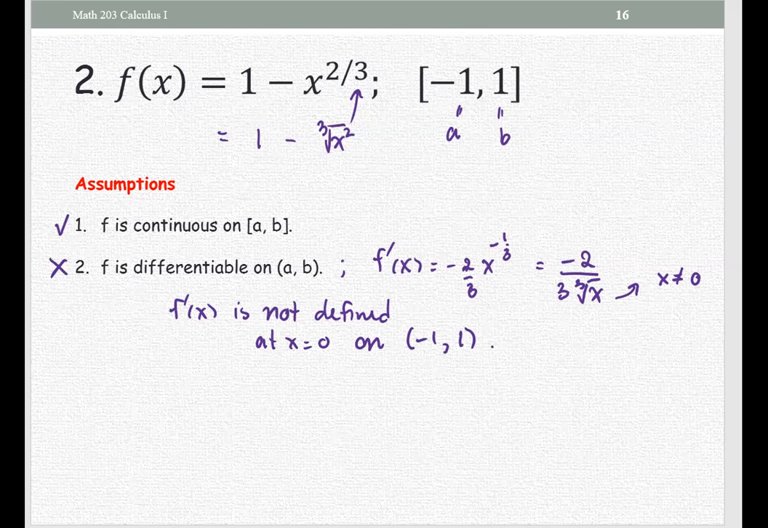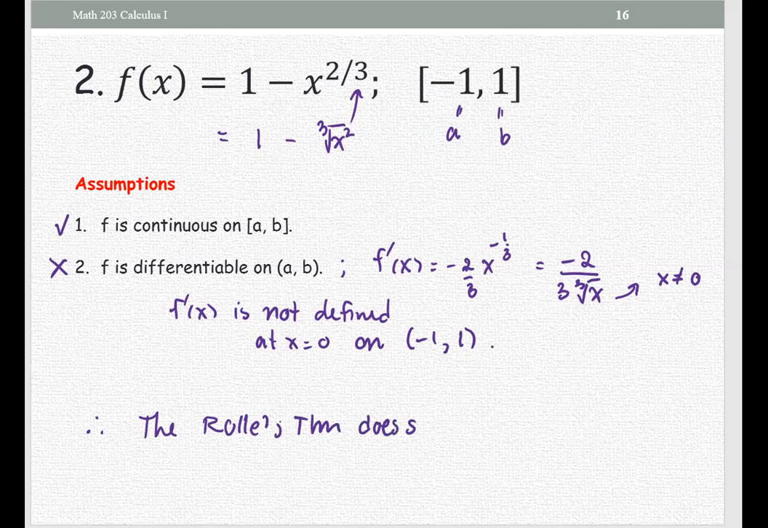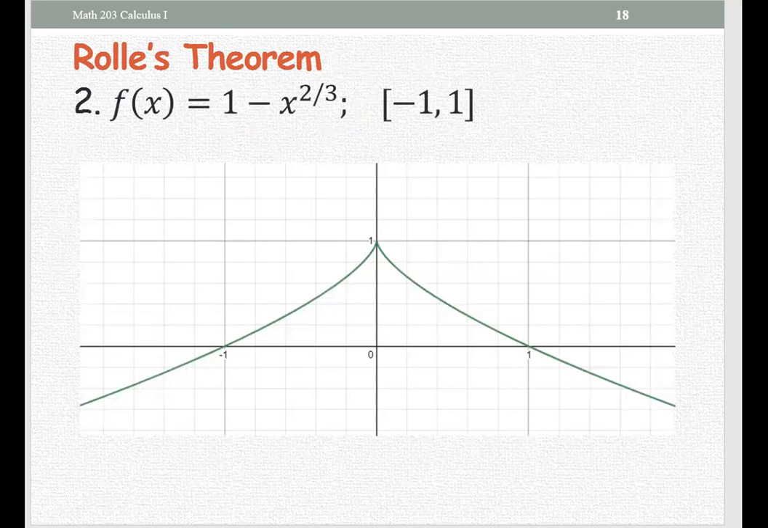Therefore, the second assumption is not met, and then we can say Rolle's theorem doesn't apply for this case. As you see in the graph from -1 to +1, the graph is connected. Yes, it's continuous, but it has a sharp turn at the point 0. That means the slope on the left side is positive infinity, but the right hand side is negative infinity. So the slope doesn't exist, or the derivative is not defined at the point 0. So it is not differentiable at x equals 0, and then Rolle's theorem doesn't apply.